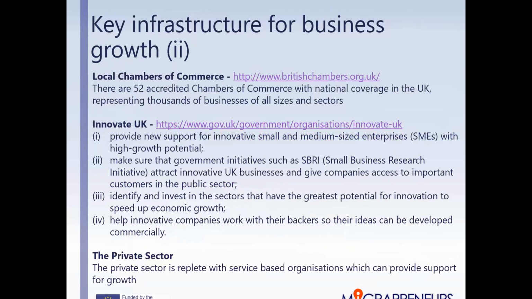There is a fee attached to what they provide. They aren't funded. They do charge for their services, and businesses can pay an annual membership fee to access what they provide. So it is worth having a look at whether it's worthwhile for your business.